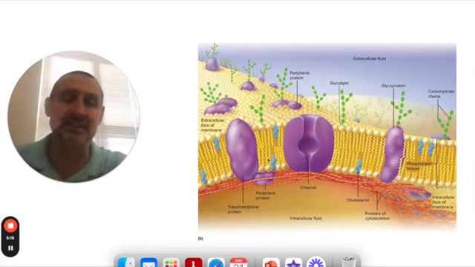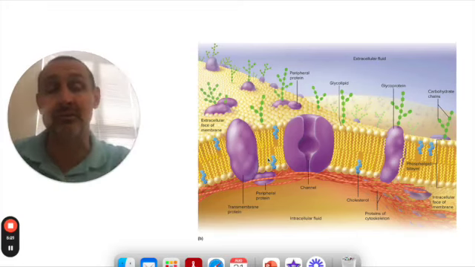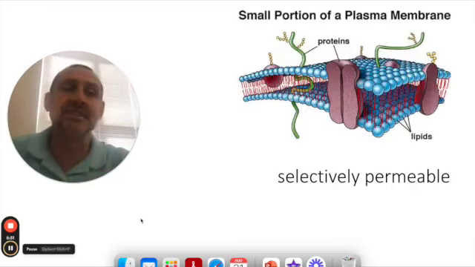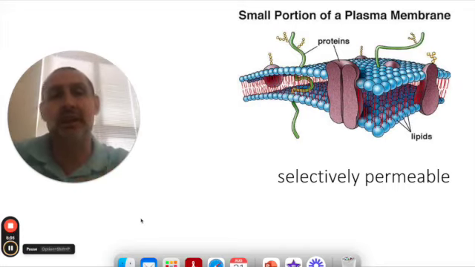So along the digestive tract, these cells will have peripheral proteins whose job is to break down carbohydrates, fats, lipids. Selective permeability means that some things are able to move through the plasma membrane, but some things are not. Some things can pass through easily, and some things can't.